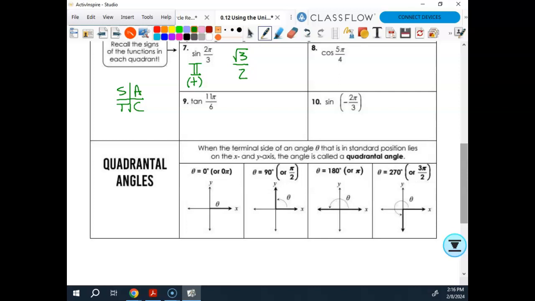Cosine of 5 pi fourths. What quadrant is 5 pi fourths in? 3. Okay. Is cosine positive or negative in the third? Negative. So my answer is a negative something. What is the cosine of pi fourths? Square root of 2 over 2. Okay?